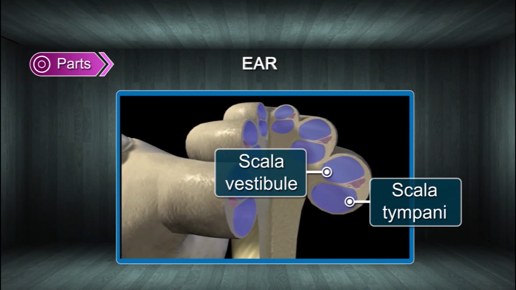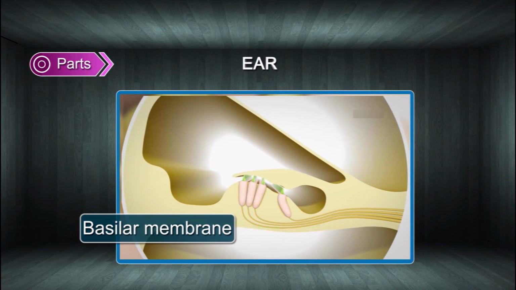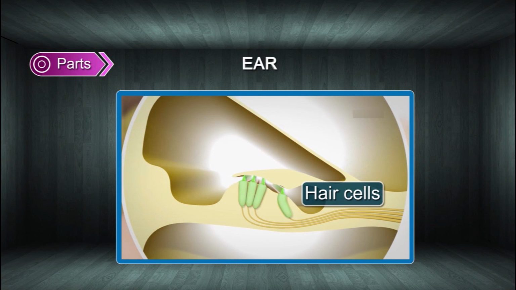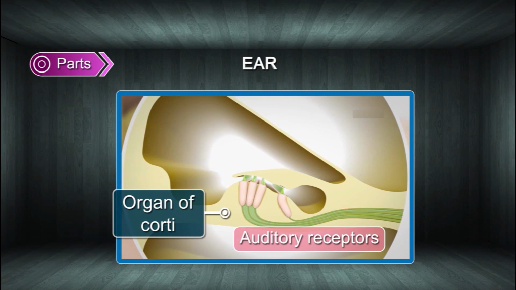The other 2 compartments are scala vestibuli and scala tympani. They contain perilymph. The basilar membrane gives rise to 4 rows of hair cells. On the basilar membrane, organ of Corti is located. The organ of Corti contains auditory receptors.